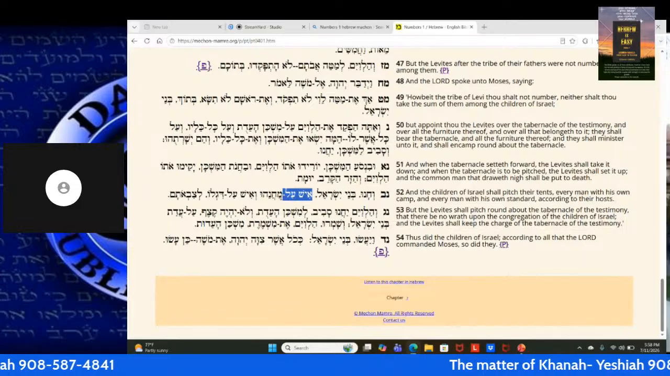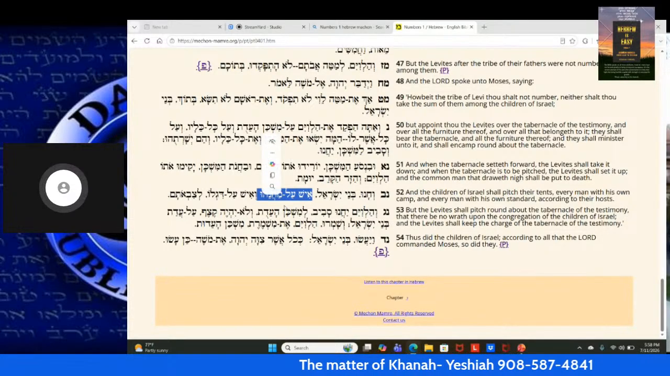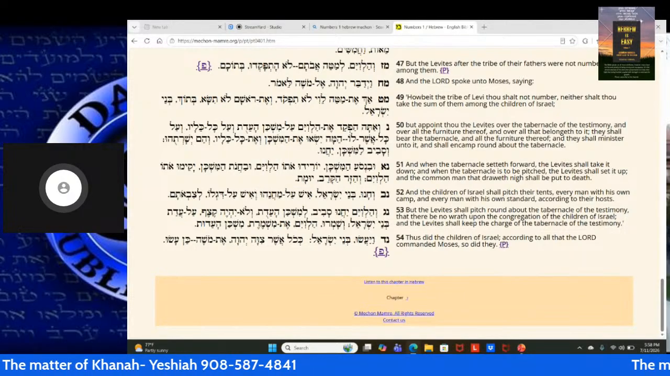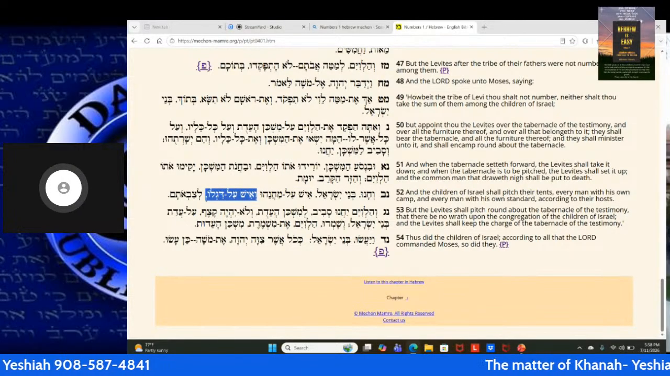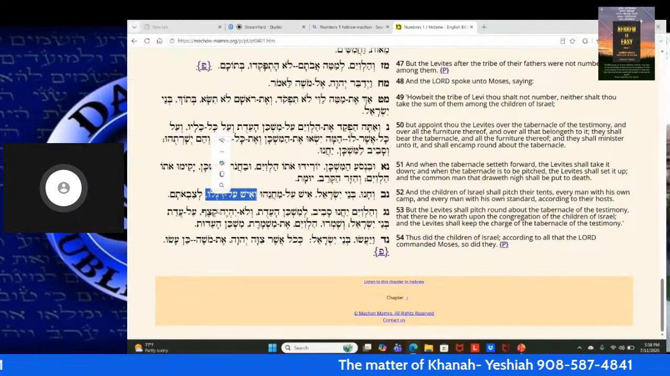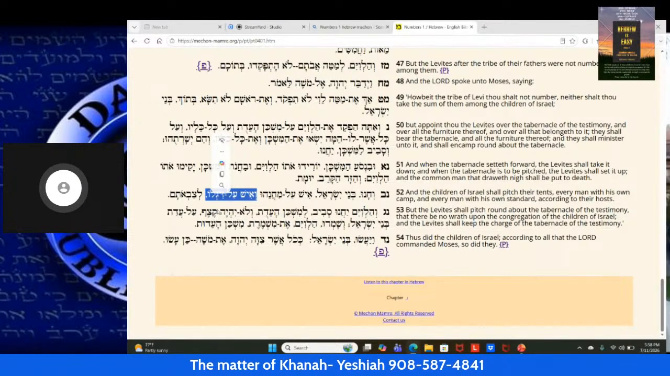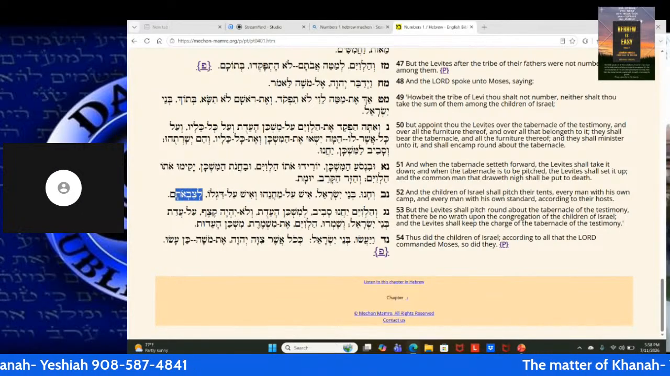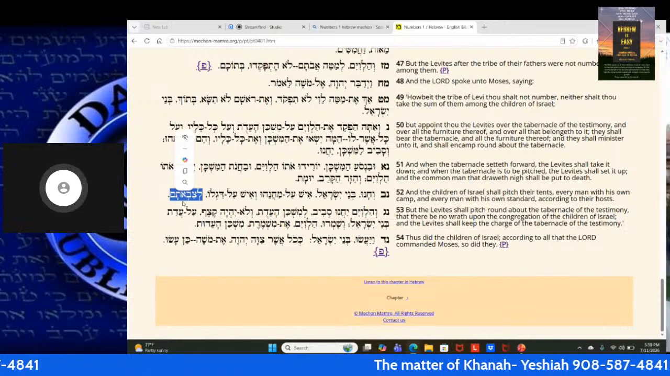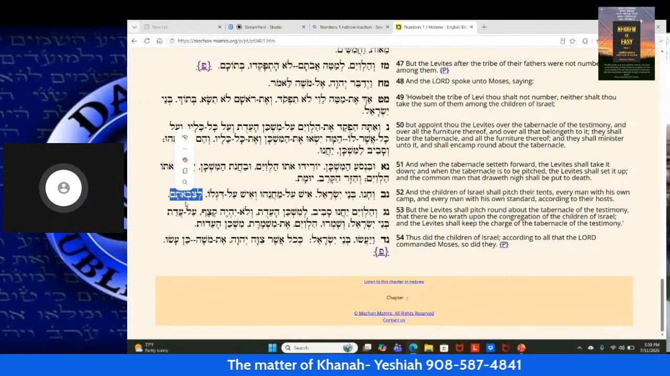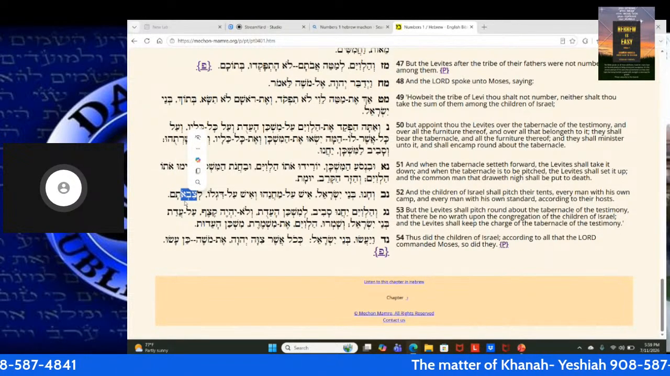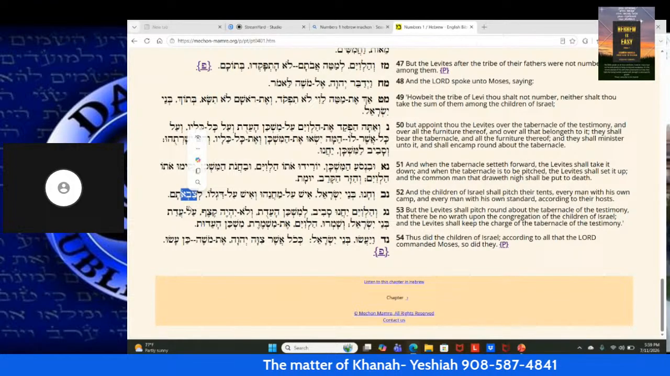Ish al machanehu, each man with his own camp, or concerning his own camp, each man al diglo, based on his standard. Degel meaning flag, diglo, brothers and sisters, meaning his flag or his standard, right? Lezibotam, according to their hosts, according to their armies. The word tzaba, we want to emphasize the tzadi, the bet, and the aleph, brothers and sisters, means host or army.